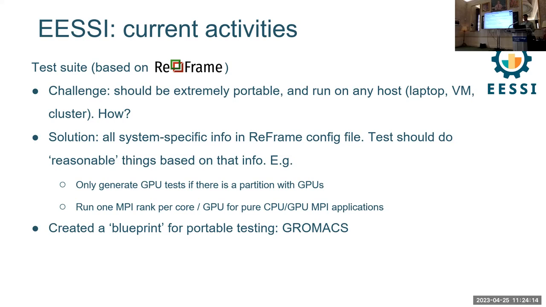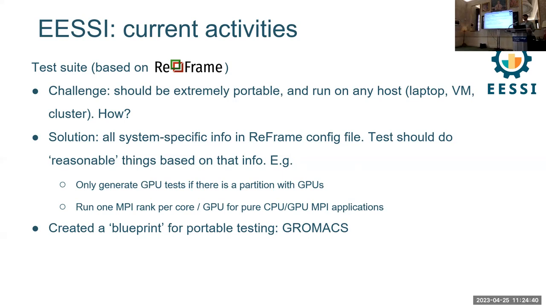We created one blueprint test based on GROMACS, because it supports CPUs and GPUs, so it was a good use case. It's something we know very well. And we try to make this a blueprint that we can use later to create more portable tests. So all of the system-specific parts have been taken out of that GROMACS test.